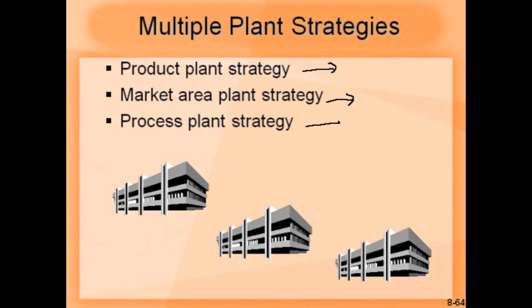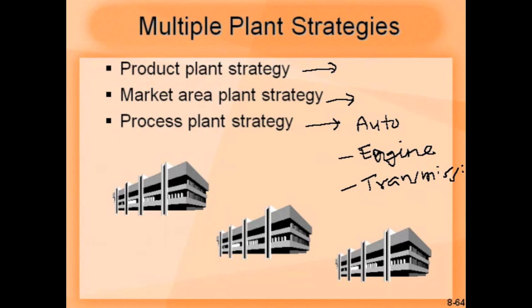And the third one is process plant strategy. So different plants focus on different aspects of the process. One example I can give is from auto companies. There you will find that there is an engine plant or a transmission plant. So the entire plant is dedicated to those processes which are required to assemble an engine. And process plant strategy generally is used when a final product is made up of a number of parts. So that's the idea.